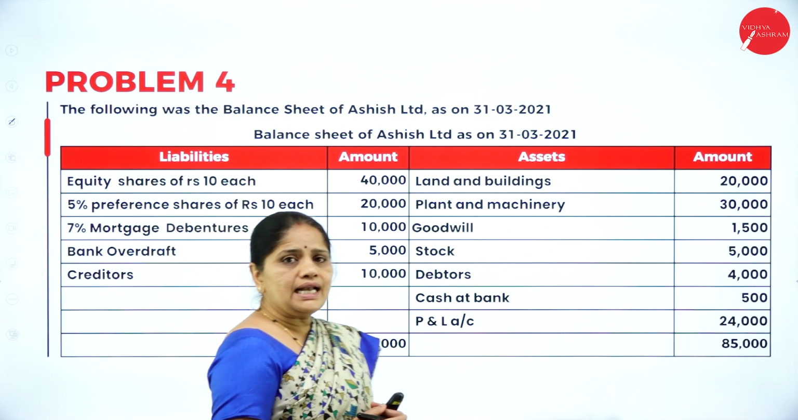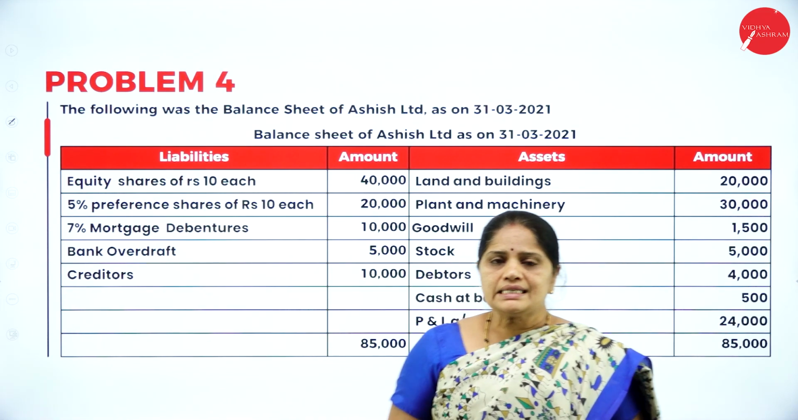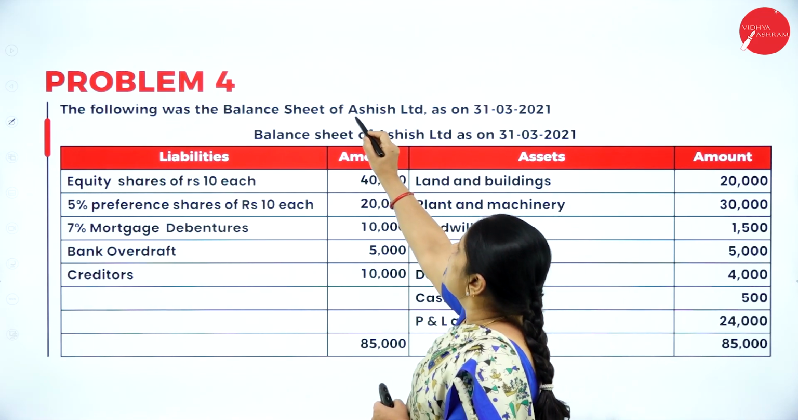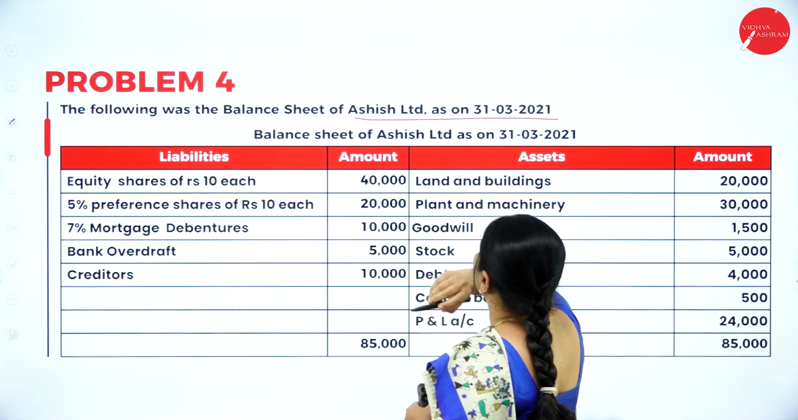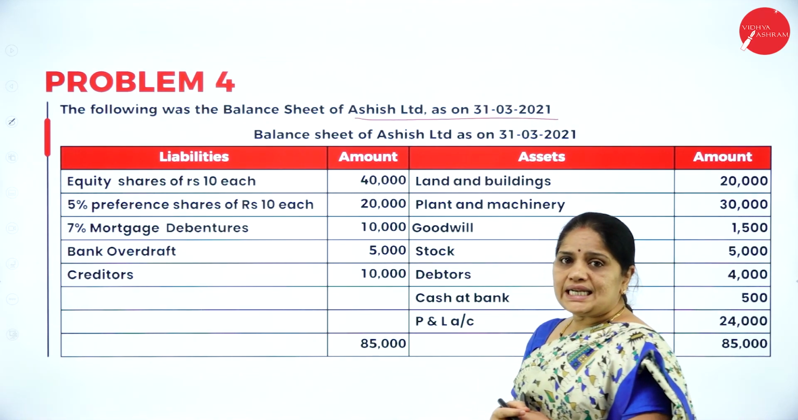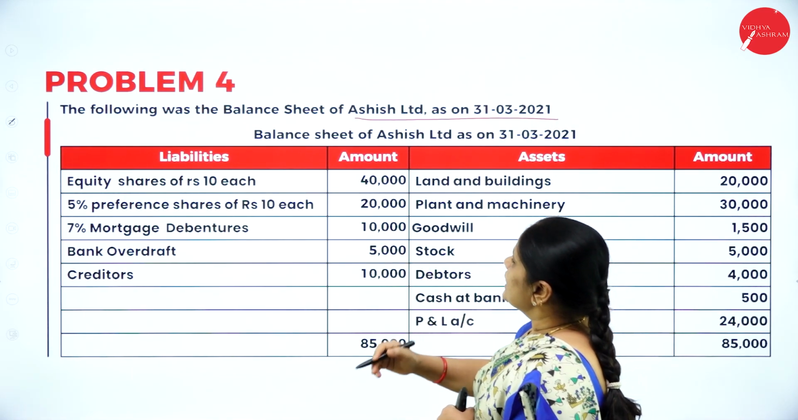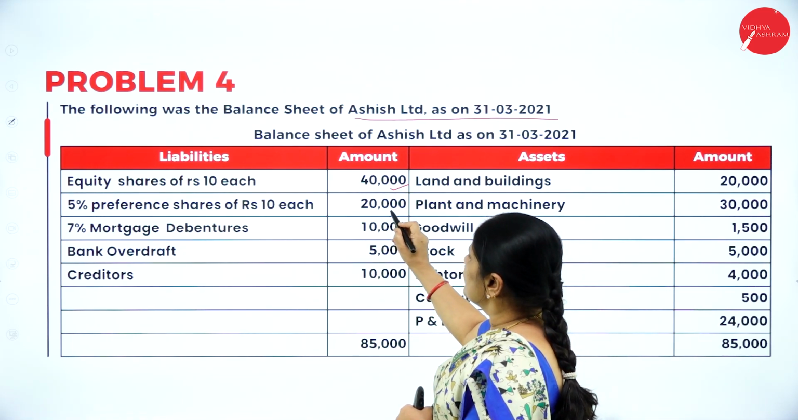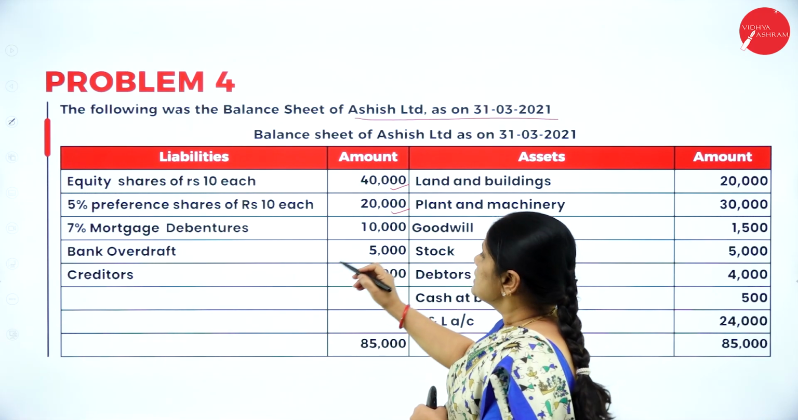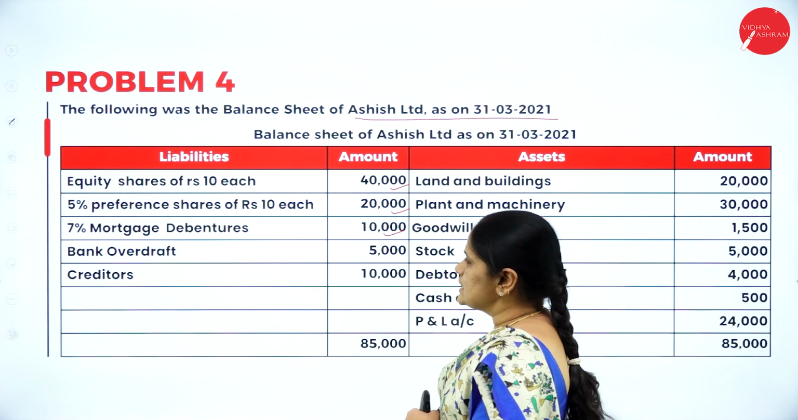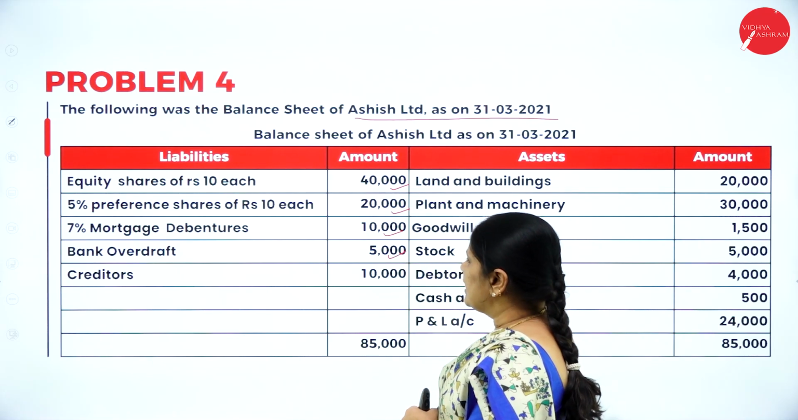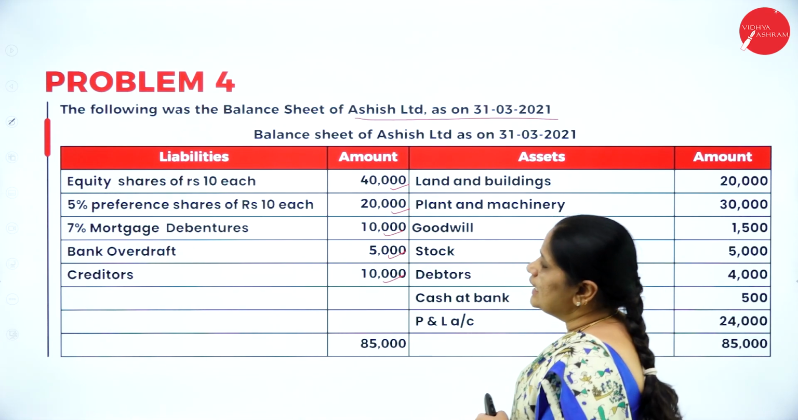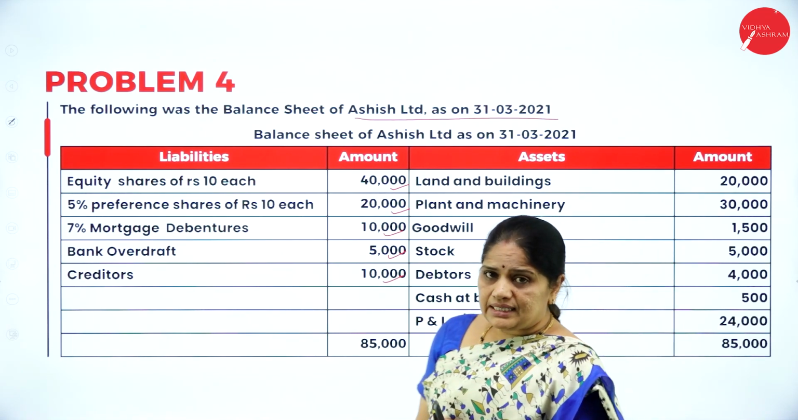So we go to the next problem now. So let us see the next problem here. The following is the balance sheet of Ashish Limited as on 31/3/2021. Now, equity shares of rupees 10 each, 40,000. Preference shares of rupees 10 each, 20,000. 7% mortgage debentures, 10,000. Bank overdraft, 5,000. Creditors, 10,000. So these are the values on the liabilities side.